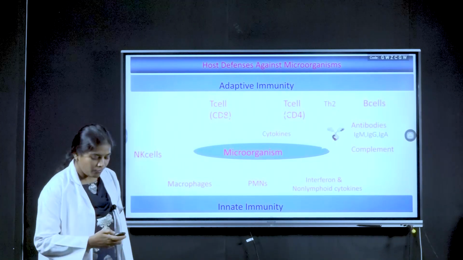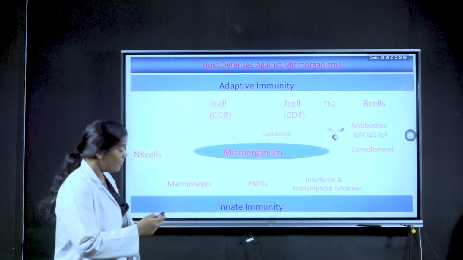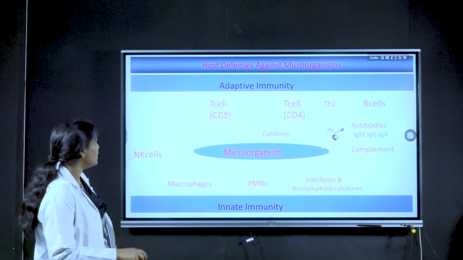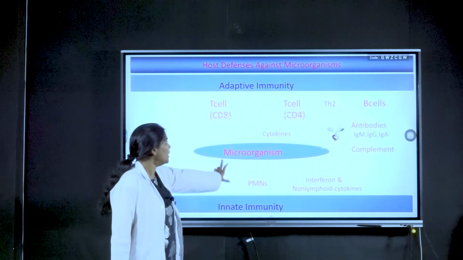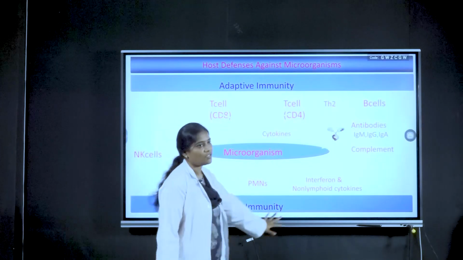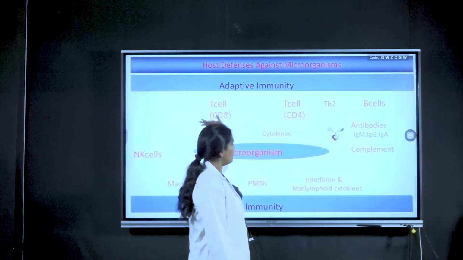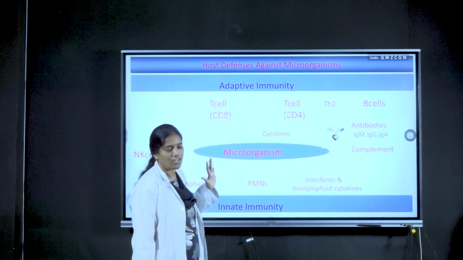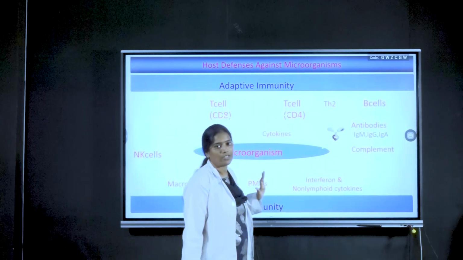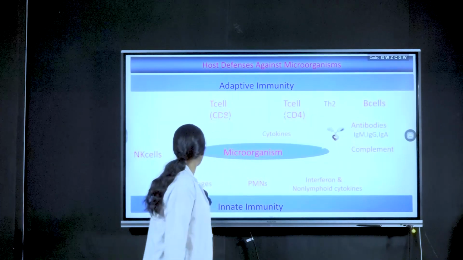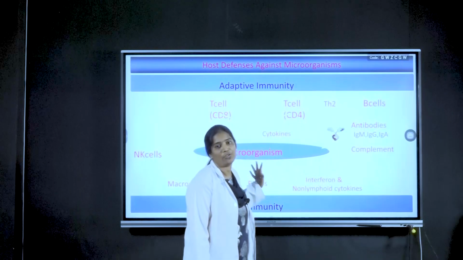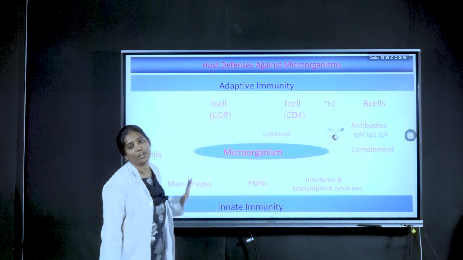So this is the overview of the immune system, where we can see what happens whenever a microorganism enters the body. Certain innate immune responses come first, and adaptive immune responses then come into action. But the innate immune system acts faster than the adaptive immune system. The innate immune system comprises all these cells. They come into contact with the pathogen immediately after it enters.